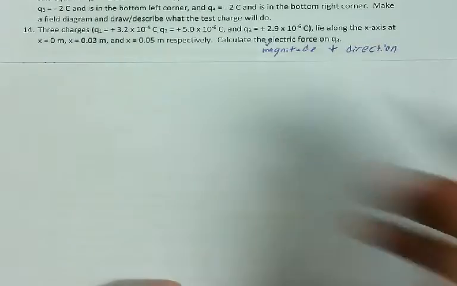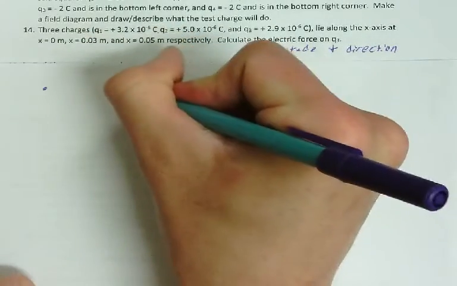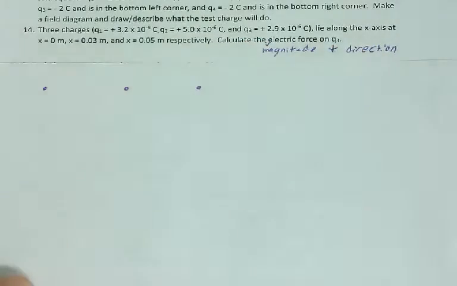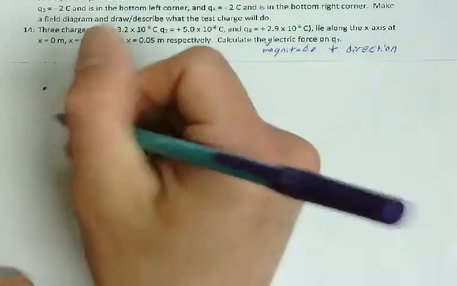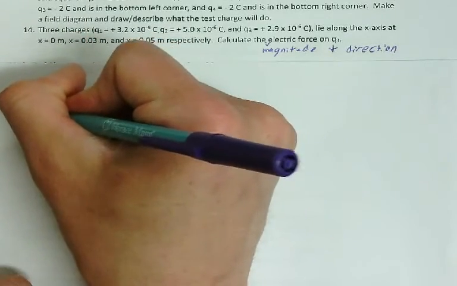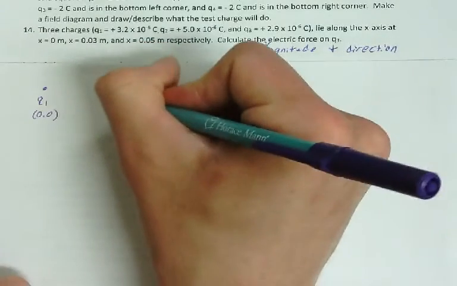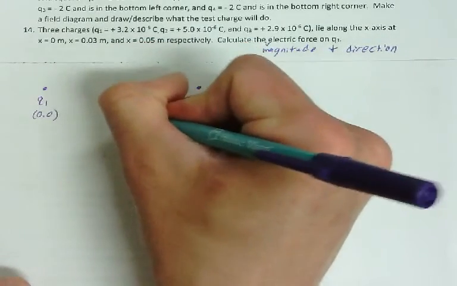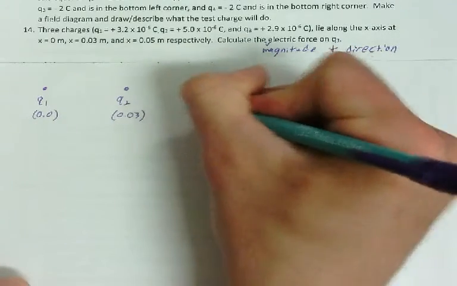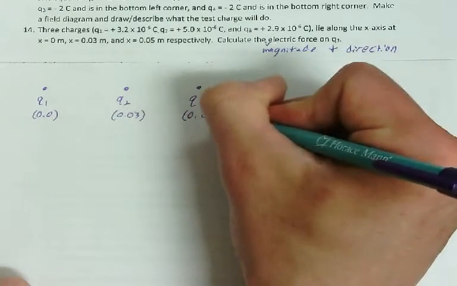There they are. So first things first, you want to draw a diagram. A very simple diagram, but it's really going to help with the direction. And yes, you need to be able to do the direction. So we've got Q1 here at a position of 0.0, Q2 here at a position of 0.03, and Q3 here at a position of 0.05.